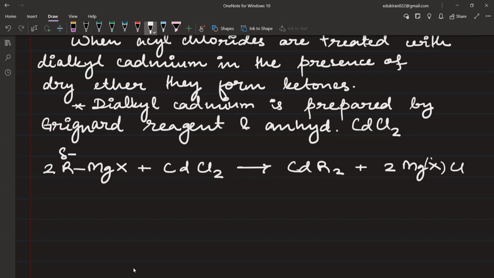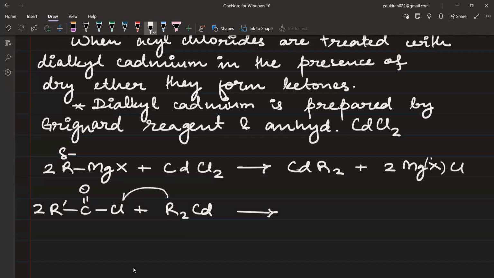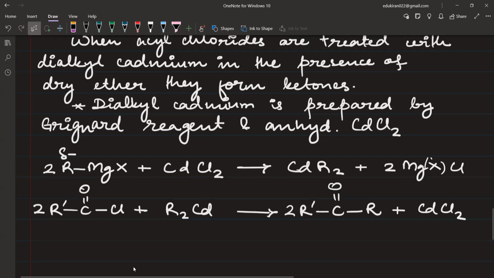Then we take the acyl chloride. You have R dash, C double bond O, Cl, with some other alkyl group. And you take 2 moles of acyl chloride. You react this with R2Cd, dialkyl cadmium. Now the same thing happens here. This R group is going to displace this chlorine, and you are going to get 2 moles of R dash, C double bond O, R, that is a ketone. Plus you will get the CdCl2 as it is.